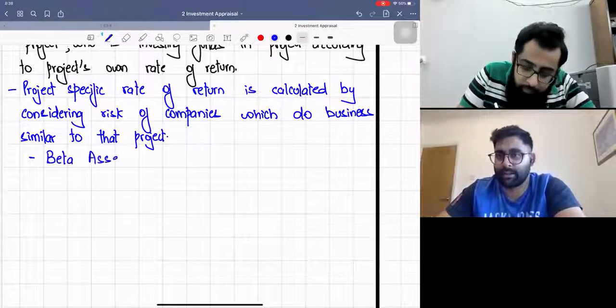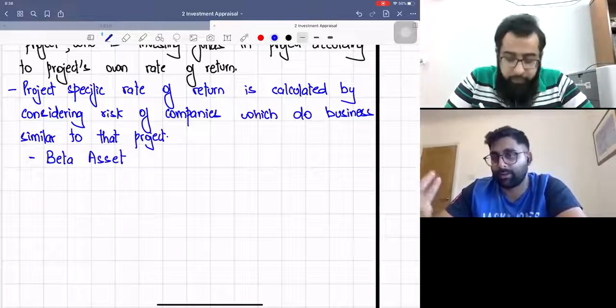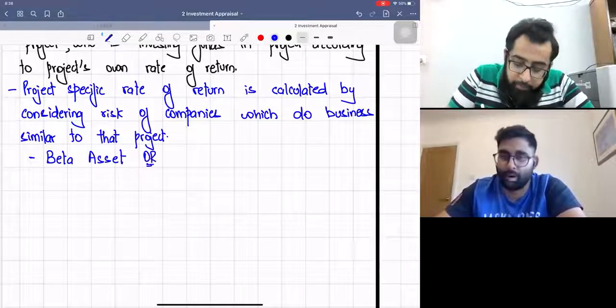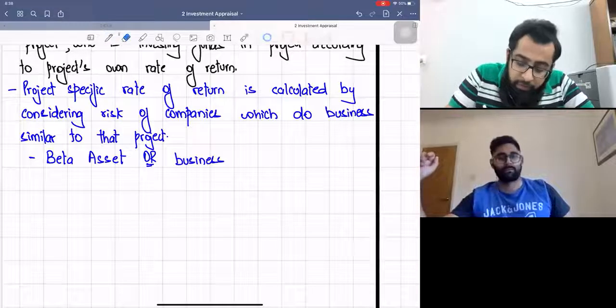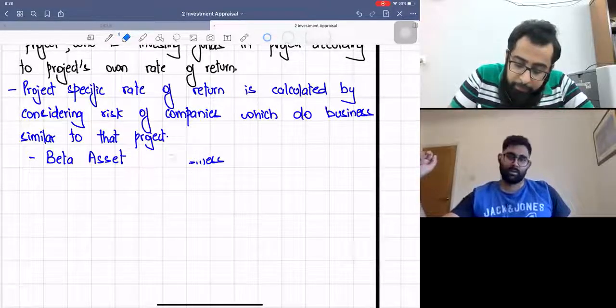So this is how to calculate the discount factor, the weighted cost of capital, of the project specifically. Of the project, yes. Beta asset, which denominates business risk.